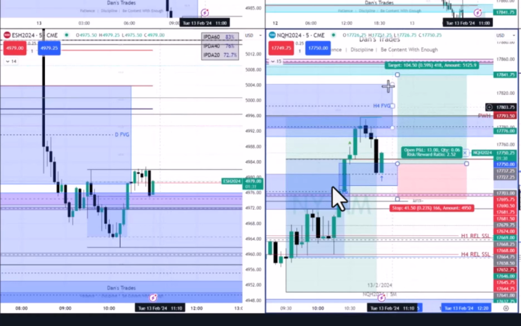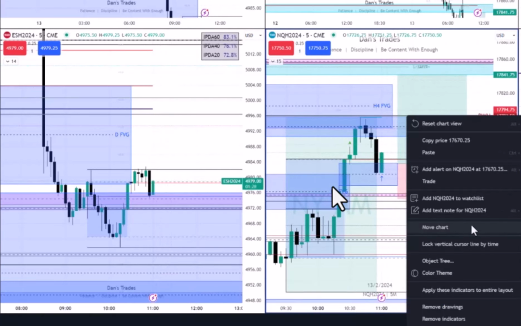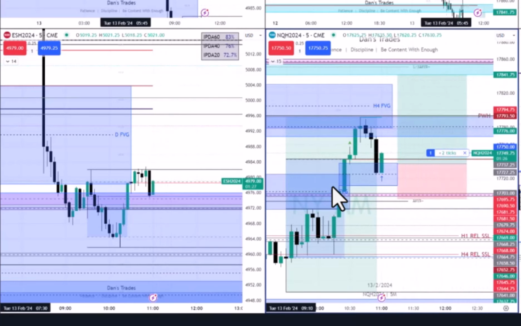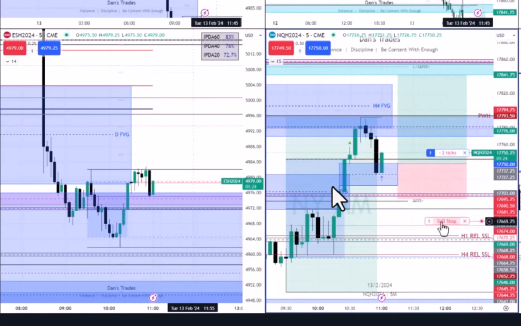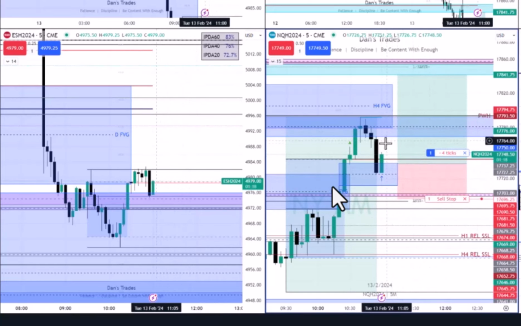We're entering long here, 5-minute chart. Getting a few things dialed in. So we are long one position. Getting the stop set. I'm working on these bracket orders.